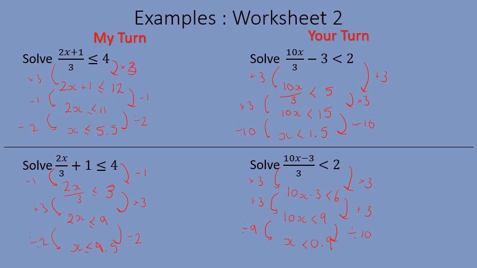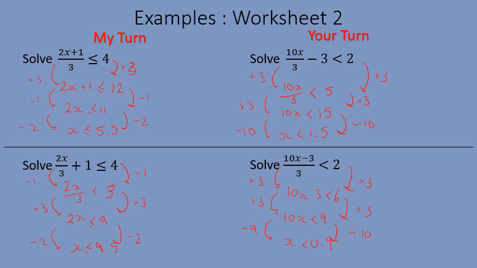Okay, having a look at these ones on the right hand side then. So for the first one, the fraction line doesn't go over the takeaway 3. So you should have added 3 to both sides as your first step, then multiplied by 3 to get rid of the divide by 3, and then divided by 10 as your last step.